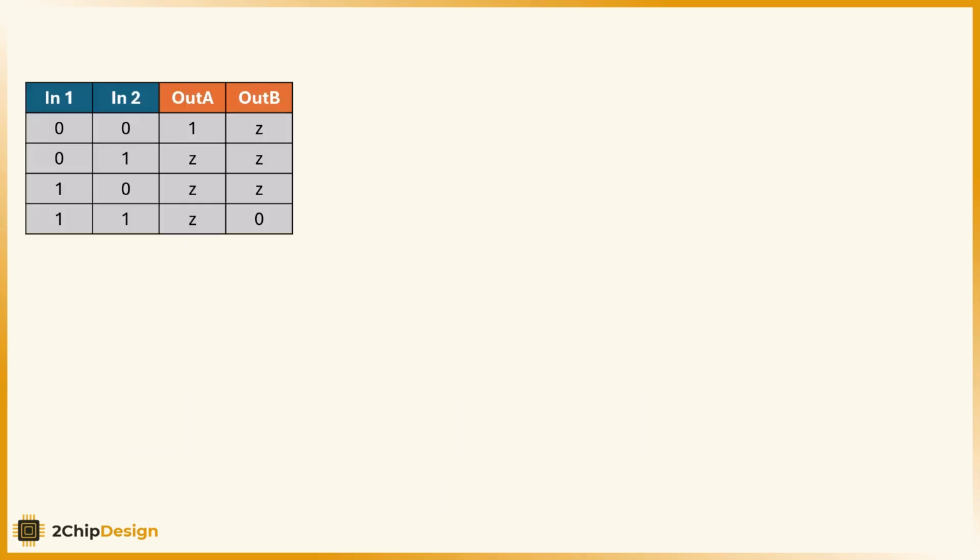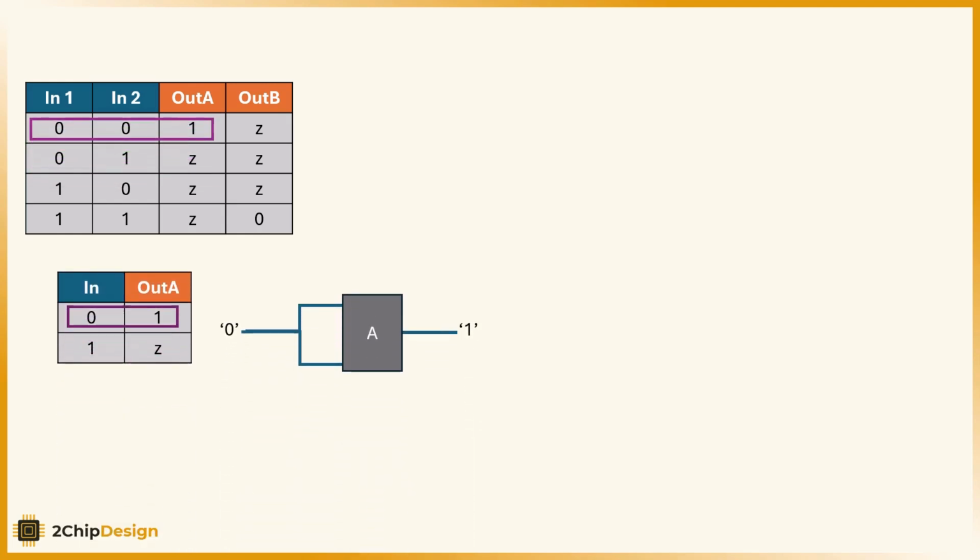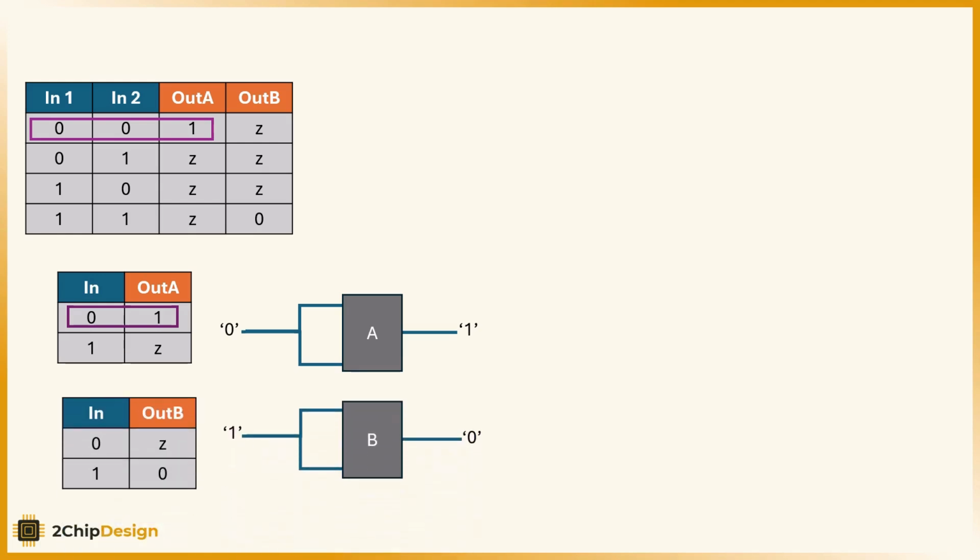Looking at the table, we can observe the following. When the inputs are 0, 0, component A outputs 1. When the inputs are 1, 1, component B outputs 0. Let's simplify things by tying both inputs together, treating in1 and in2 as a single input.